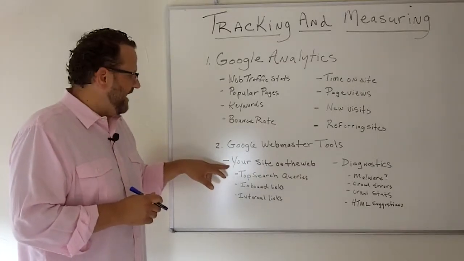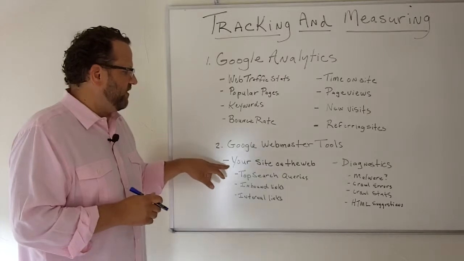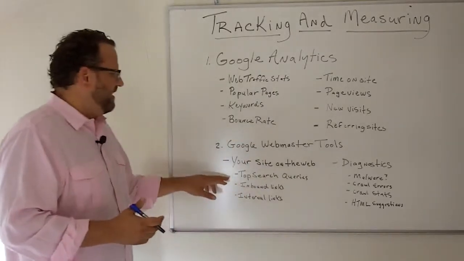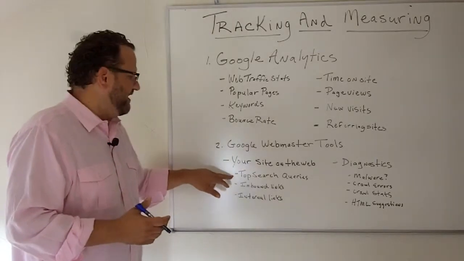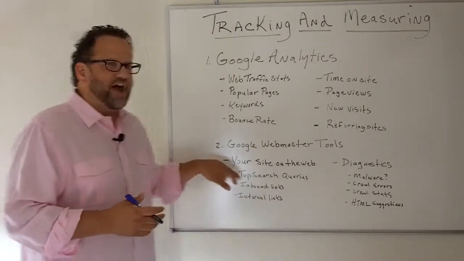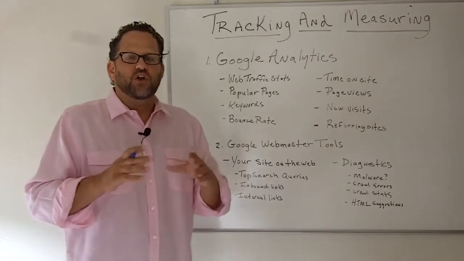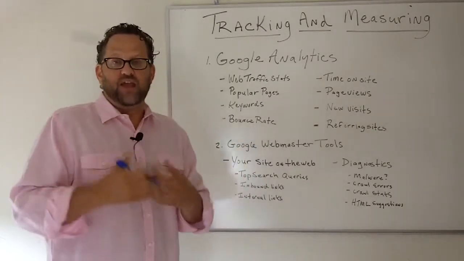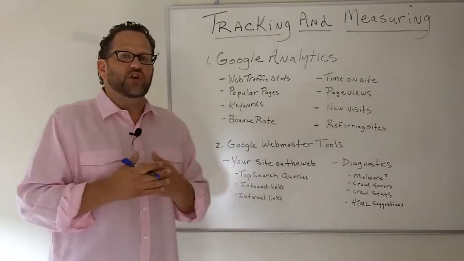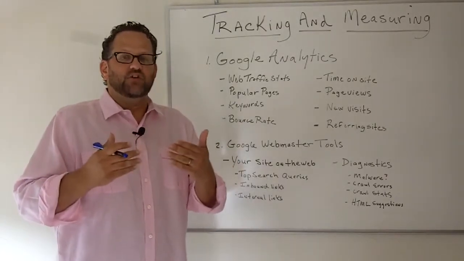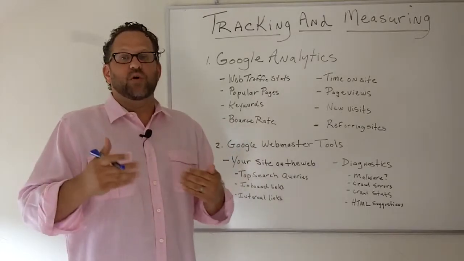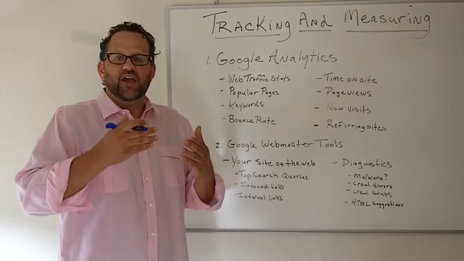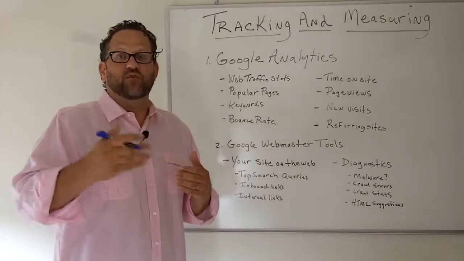One of the categories inside Google Webmaster Tools is called Your Site on the Web. This is really important for getting some important data. Things like your top search queries. Now this is super important because top search queries will actually show you what keywords your website ranks for and where they rank in Google. It'll also show how often your website gets displayed when someone types in that keyword, and then most importantly, how many times people click through to your website.